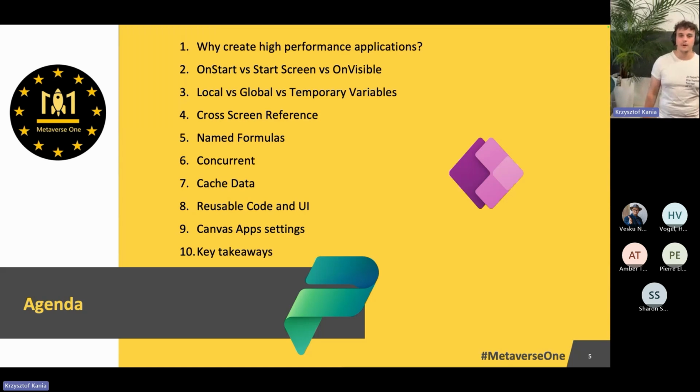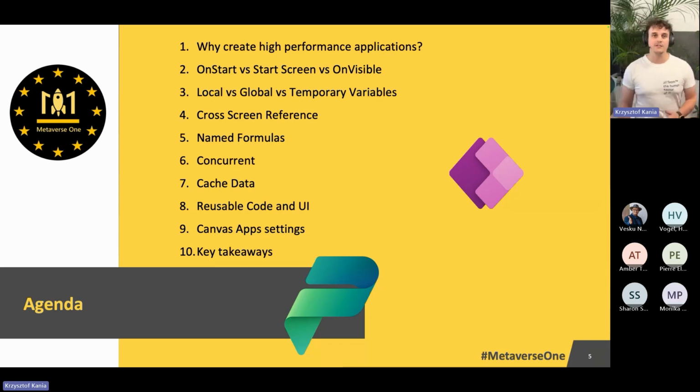So what will we talk about today? Today we'll cover a few of those performance pitfalls and good practices that we should cover in our Canvas apps. At the beginning, we will answer why we should create a high performant application. Then we will go to the OnStart, OnVisible, and Start Screen properties, metadata of our Canvas apps. Then we will navigate the comparison of variables available for us. We go through plenty of things, so I believe it would be much better to just start one after another rather than tell you every one of those numeric points here.